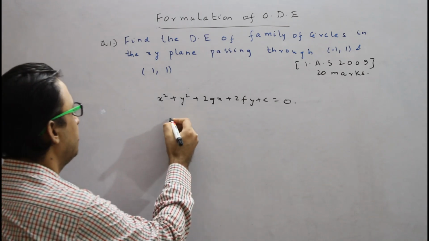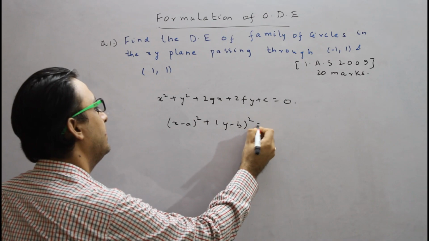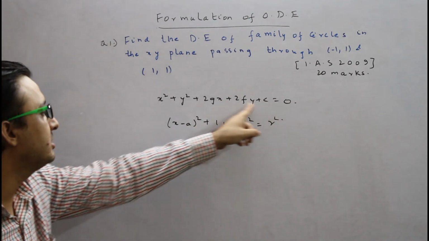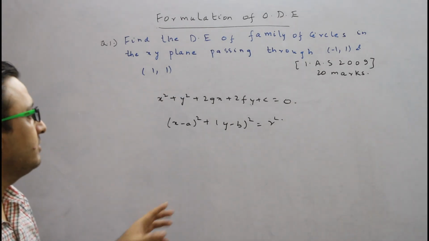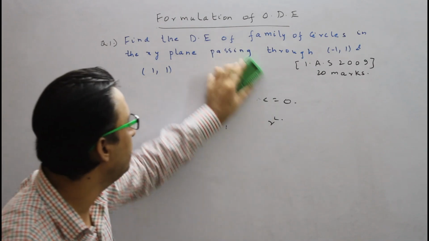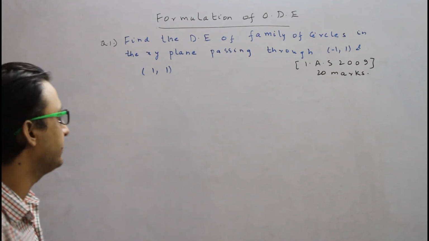Also, some of the candidates tried it like this, with two fixed points A and B and radius R. This is the general equation for fixed values. What we have to do is first write the family of circles. Then only are we going to get the full marks, because the question is explicitly asking us to do so.